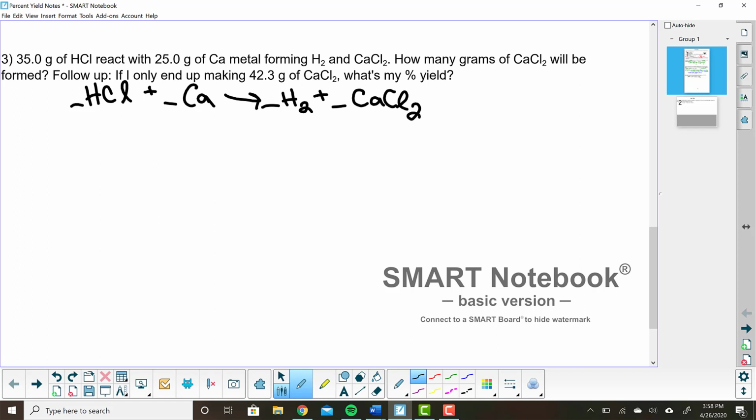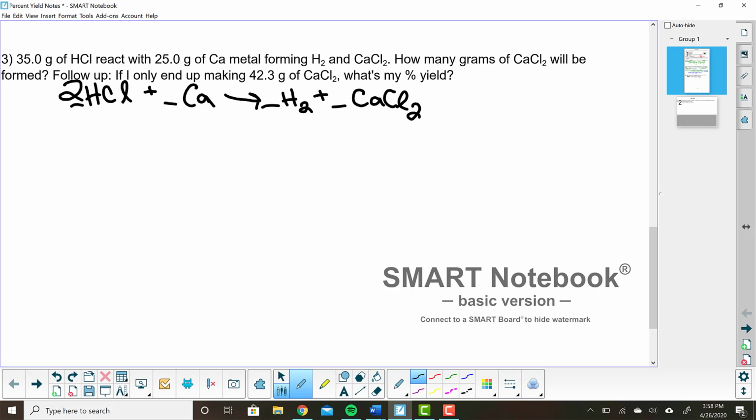I need to balance this though. And this one's fairly straightforward to balance. You just need to put a 2 in front of the hydrochloric acid. Because if you notice on the right, I have 2 hydrogens and 2 chlorines. So simply by putting a 2 in front of the hydrochloric acid, my equation is balanced. So now I've got the reaction that I'm dealing with.